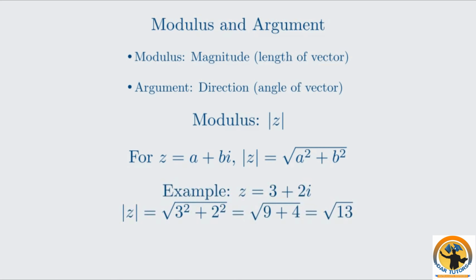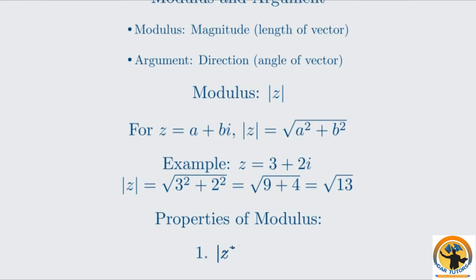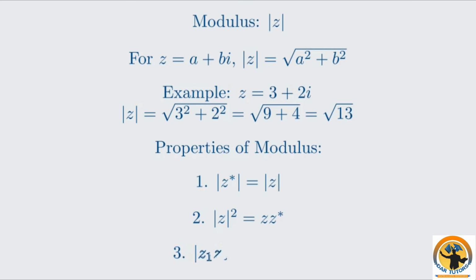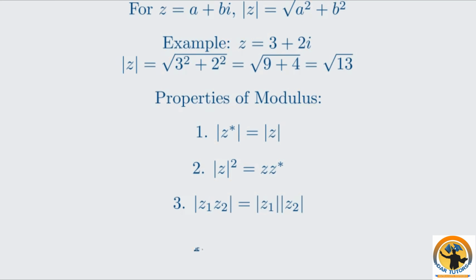The modulus has several key properties that are essential for HL problems. First, the modulus of the conjugate is the same as the modulus of the original number. Second, the modulus squared is equal to the number times its conjugate. This is a very powerful identity. Third, the modulus of a product is the product of the moduli. And fourth, the modulus of a quotient is the quotient of the moduli.